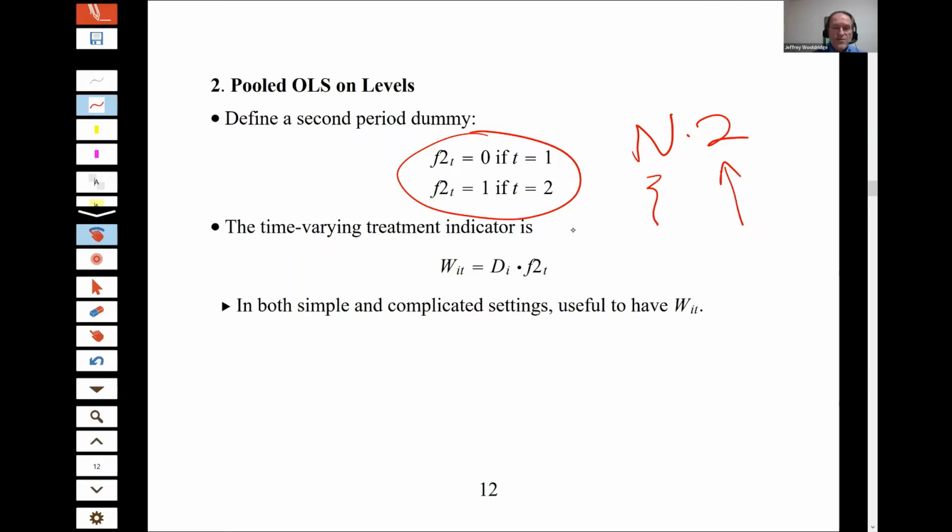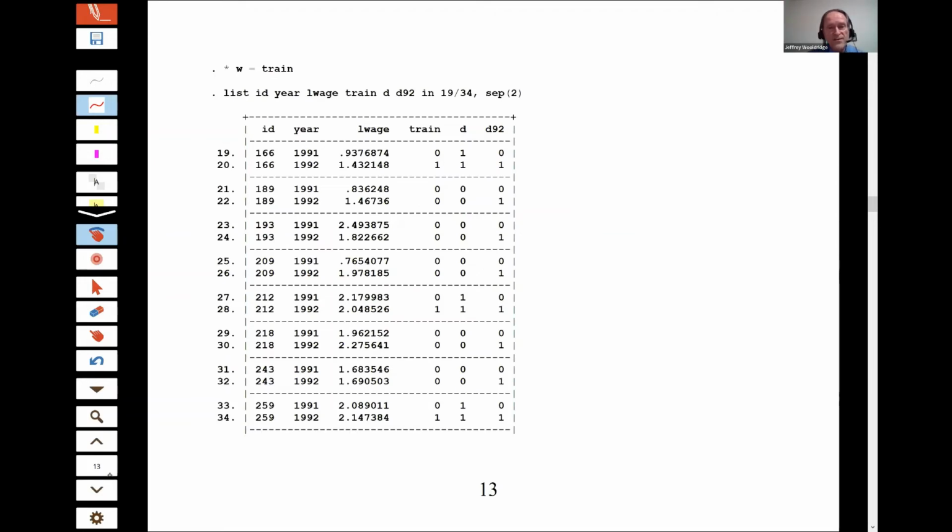And I would strongly recommend having this variable defined, because when you get to more complicated settings, including some nonlinear models, it's really helpful to have this. Okay, so this is the variable that I like to have in my data set, regardless of the fact that I can reconstruct it using those two variables. So I just wanted to emphasize what a data set would look like in this case.